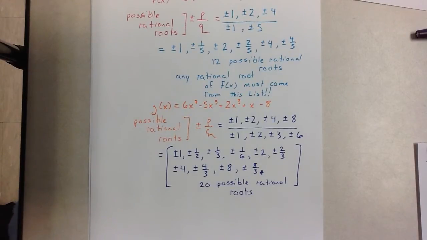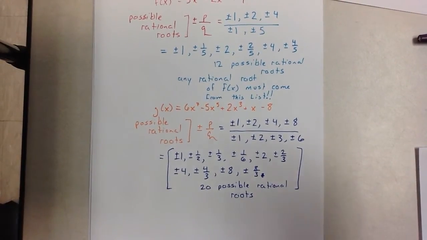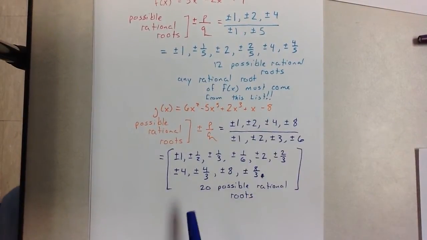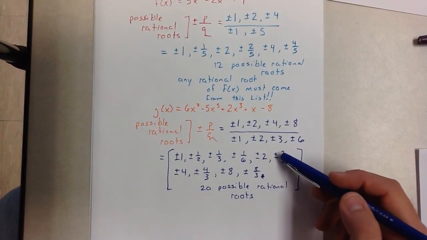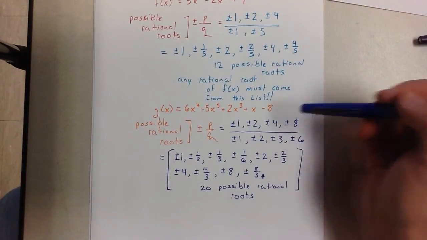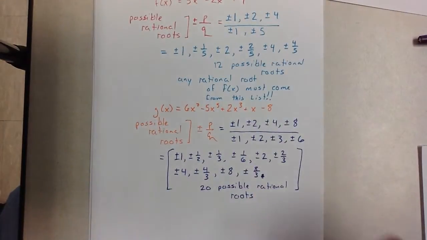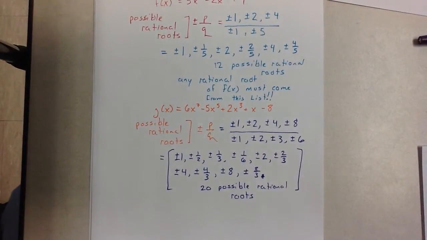Okay, and we could easily just go through and check every single number. We've learned that a root, when placed into the function, will equal 0. So I could place 20 numbers into our function and look for which ones equal 0. That is a valid method. That could be a little time consuming.